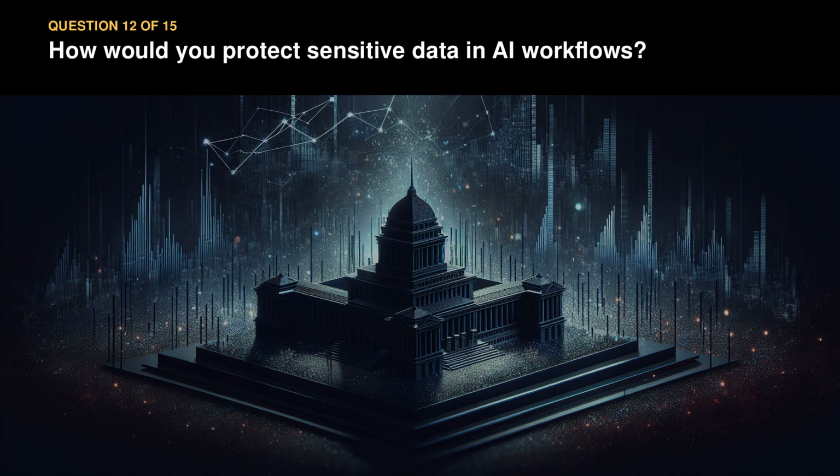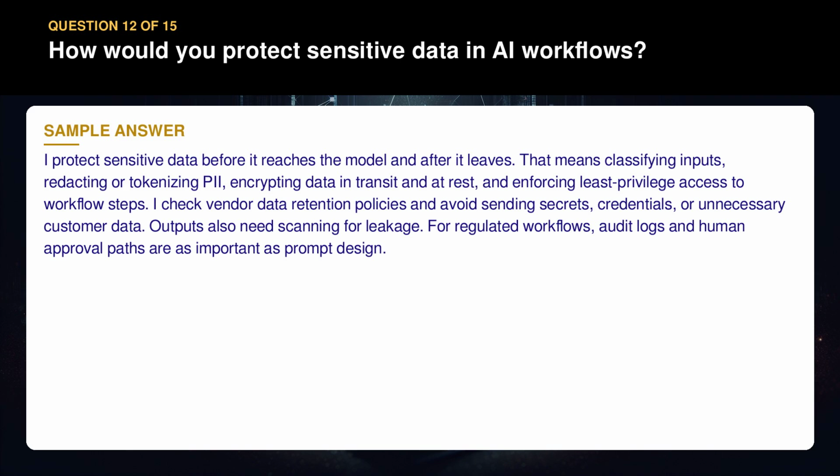Question 12. How would you protect sensitive data in AI workflows? I protect sensitive data before it reaches the model and after it leaves. That means classifying inputs, redacting or tokenizing PII, encrypting data in transit and at rest, and enforcing least privilege access to workflow steps. I check vendor data retention policies and avoid sending secrets, credentials, or unnecessary customer data. Outputs also need scanning for leakage.